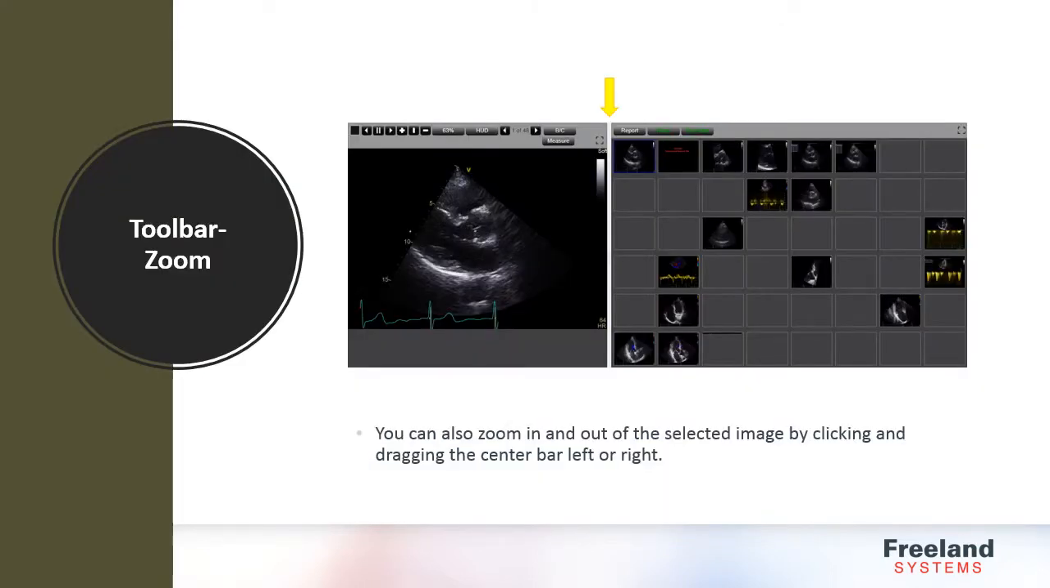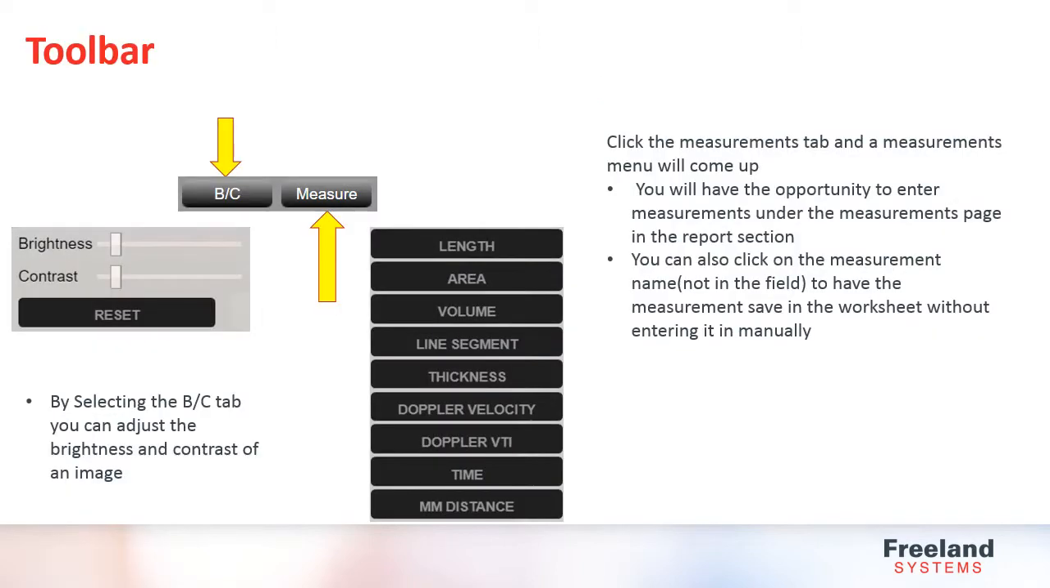You are also able to increase and decrease the size of the image by selecting the center toolbar and dragging the center bar from left to right. The next selection on your toolbar is your BC tab. By selecting the BC tab, you are able to adjust the brightness and contrast of your image.